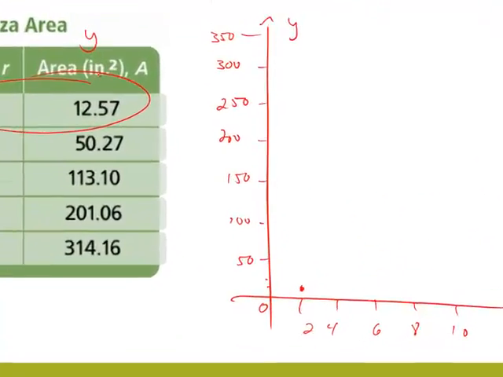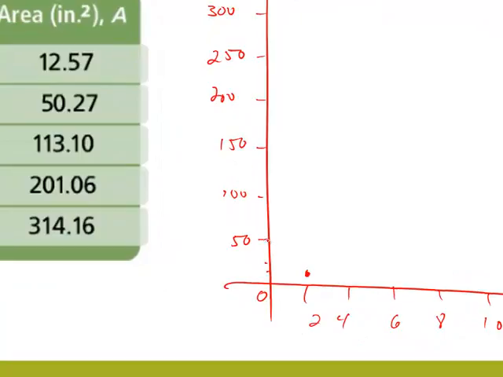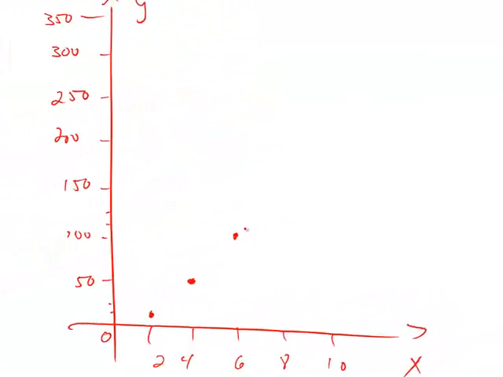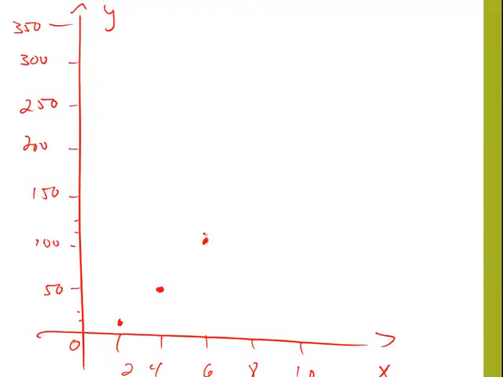Now for 50, that'll be easy. Actually, we should be going to 4 and then going up to 50. For 6, 113, that's like half of 25. So if we go to 6 and then go up to about 113, approximately right there. That's a little higher than that.